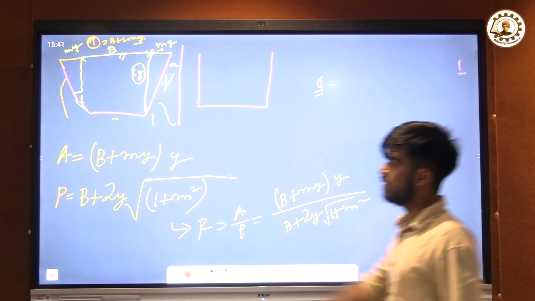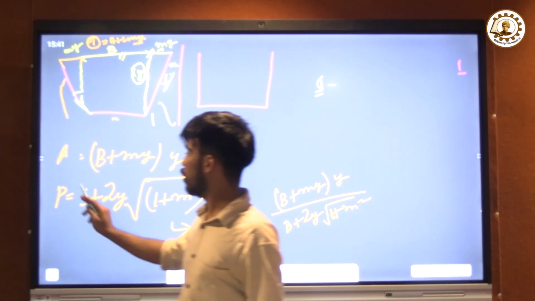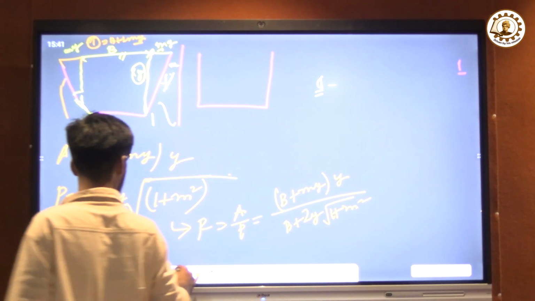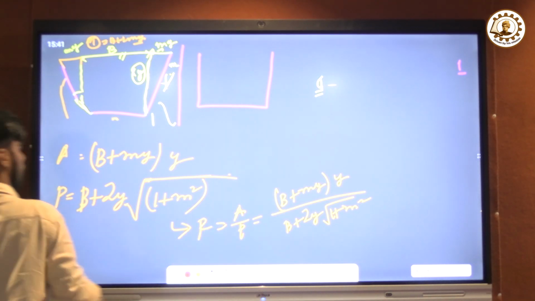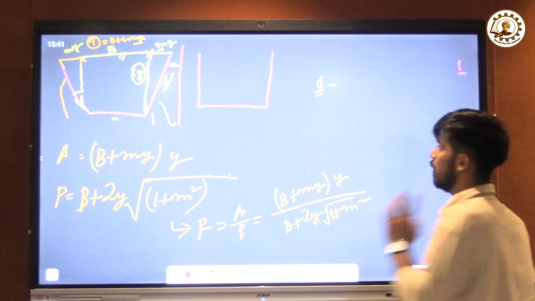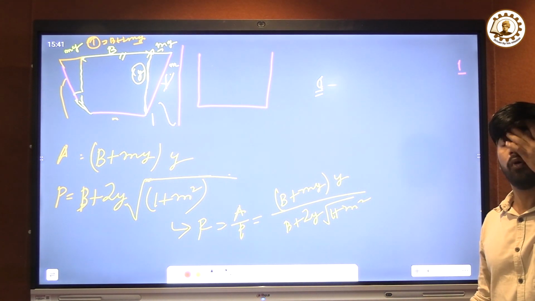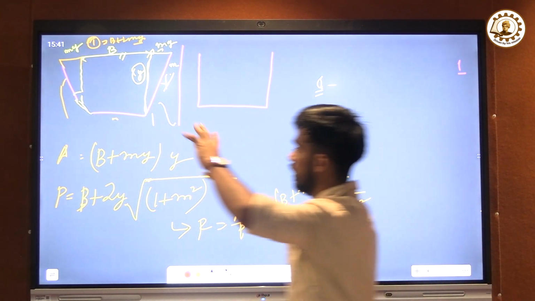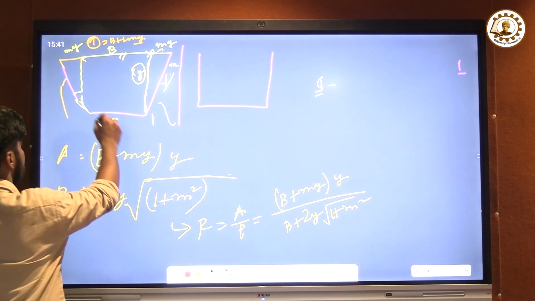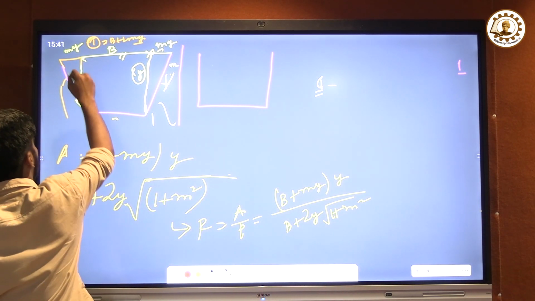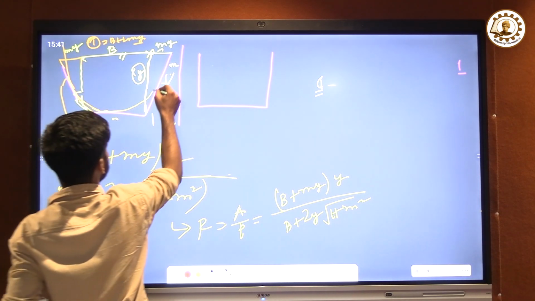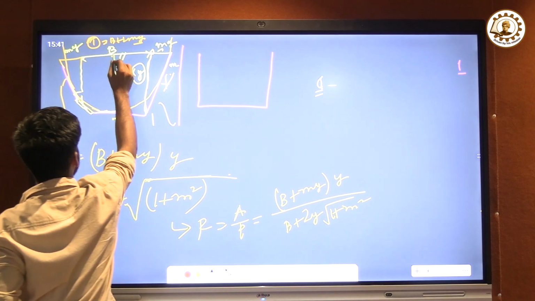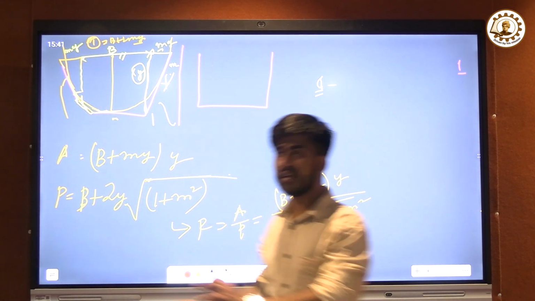Now we can see our cross-sectional area, our perimeter, and our hydraulic radius. Now for the most efficient trapezoidal channel, it must have a condition where I can insert a semicircle, something like this. That is our geometrical approach.